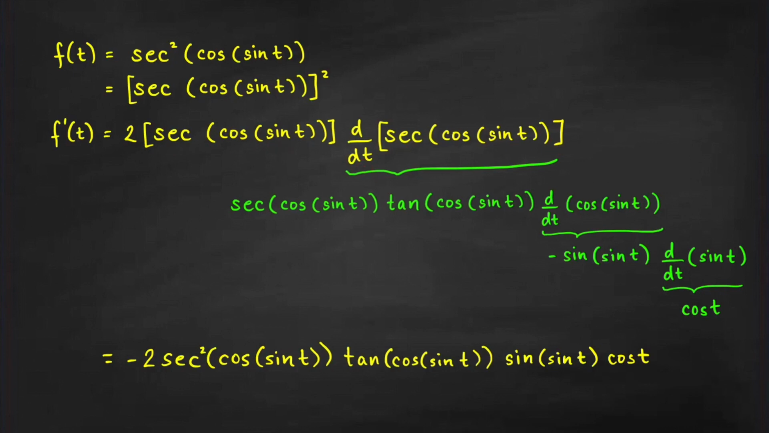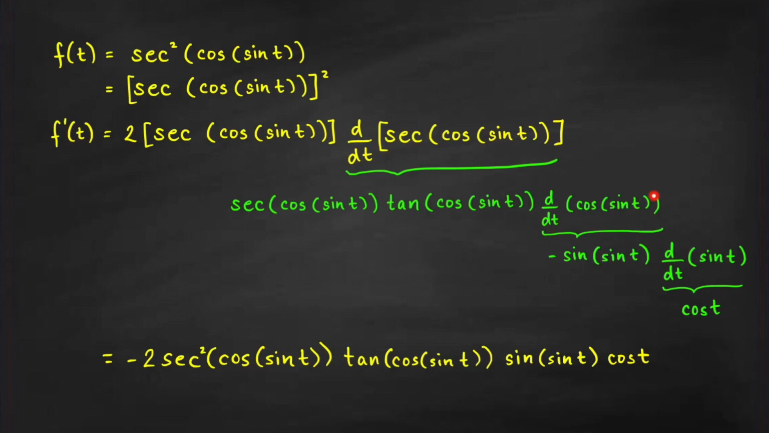Now, what is the form of our function? This is in the form secant of a function. So this is secant u. So we have a formula for the derivative of secant u. So we use that formula. It is equal to secant u times tangent u times the derivative of u with respect to t.